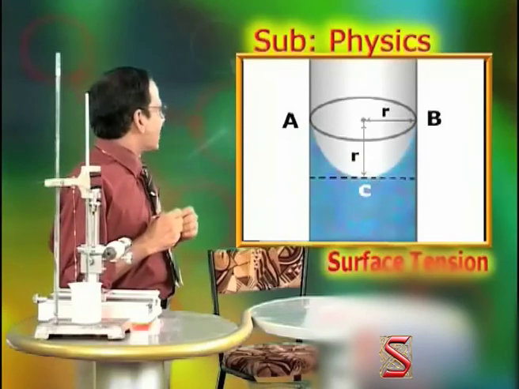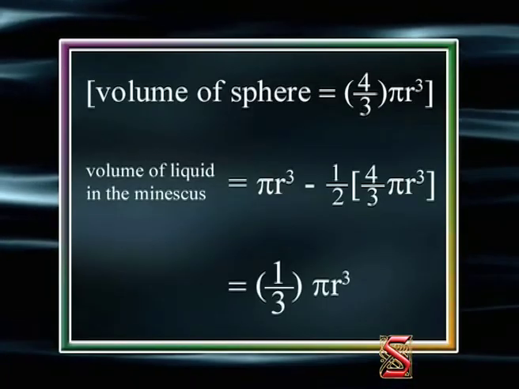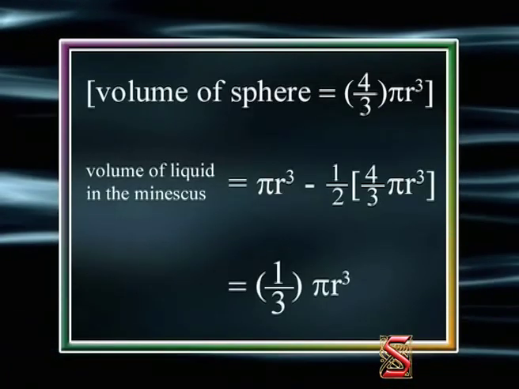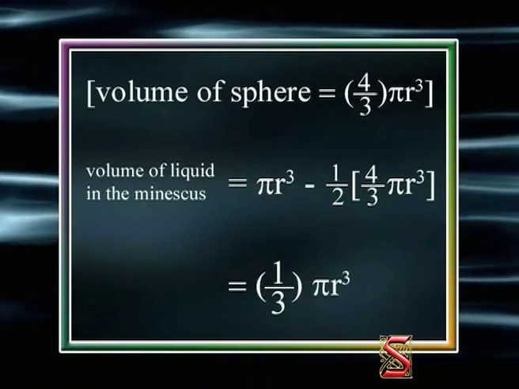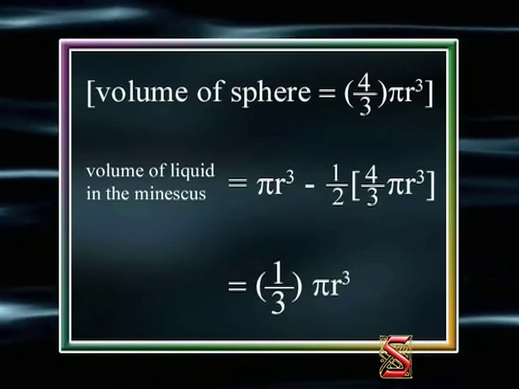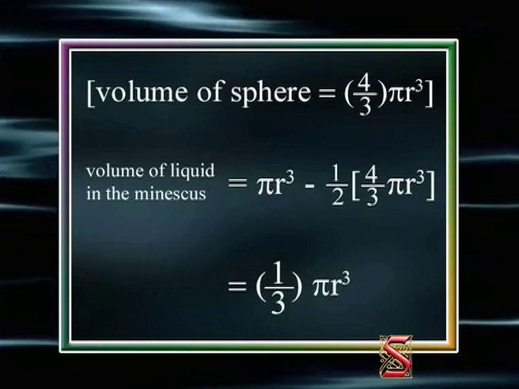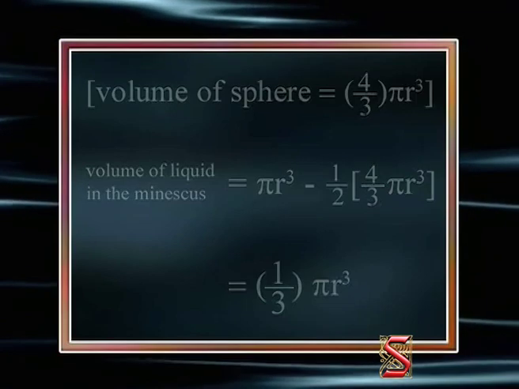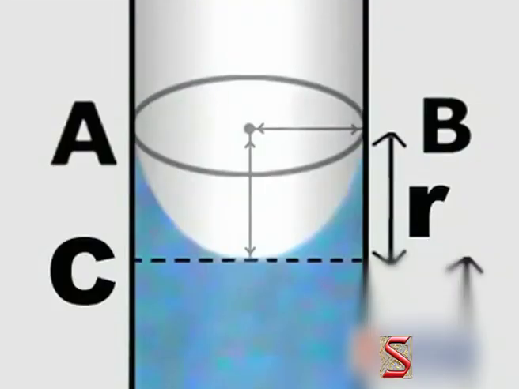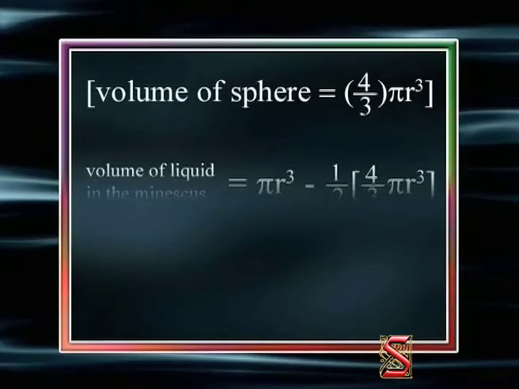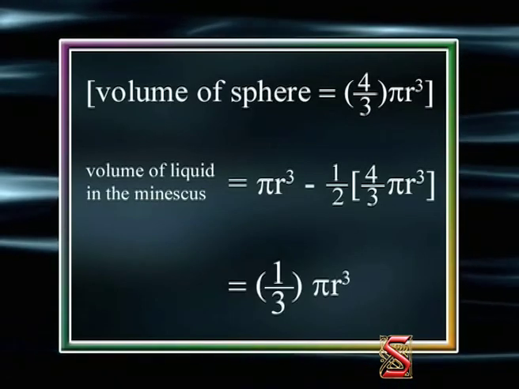Now, we know that the volume of a sphere is 4 by 3 pi r cube. The whole small cylinder volume is pi r square h, where h is also equal to r, therefore that is pi r square into r. But the hemisphere consists of no water, and that is equal to half the volume of the sphere. Half the volume of the sphere is 1 by 2 into 4 by 3 pi r cube.